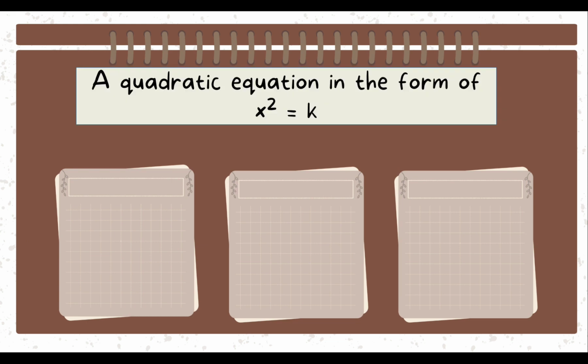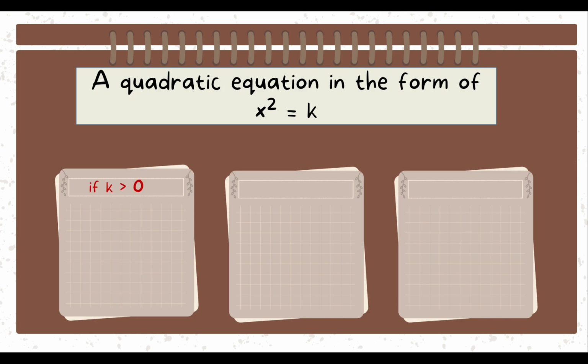We apply the square root property when we have a quadratic equation in the form of x squared is equal to k, meaning to say we have an incomplete quadratic. There is no middle term, which is, in general, the bx, or b times x.